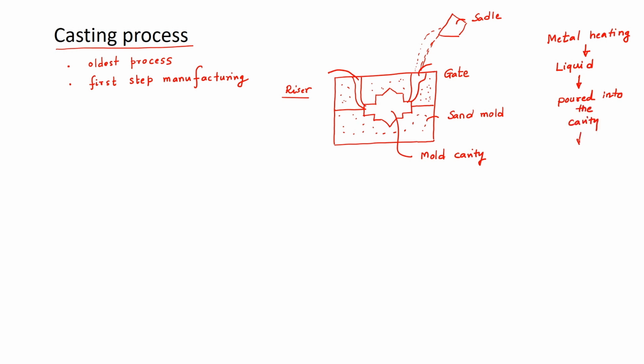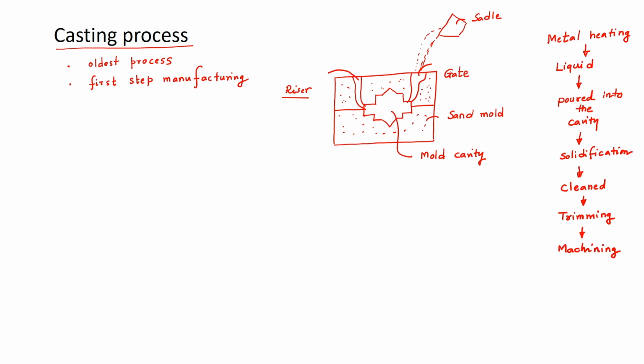Then that poured molten metal will be allowed to solidify, and that solidified product will further be cleaned. Then we are trimming off the gate and risers, and then we are carrying out the machining operation.